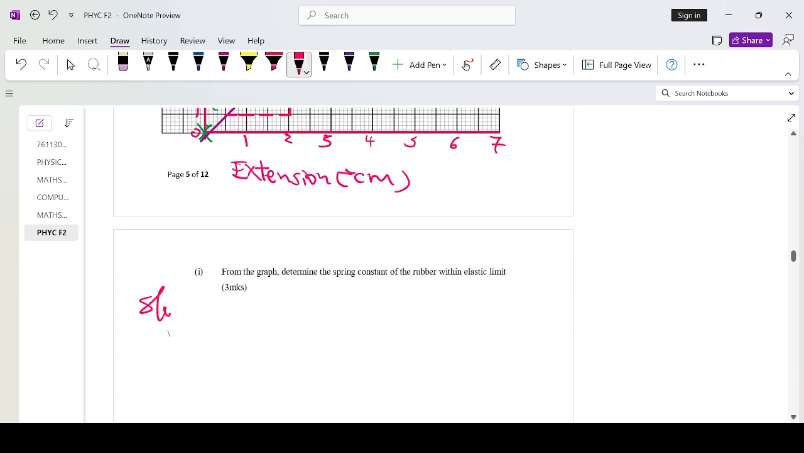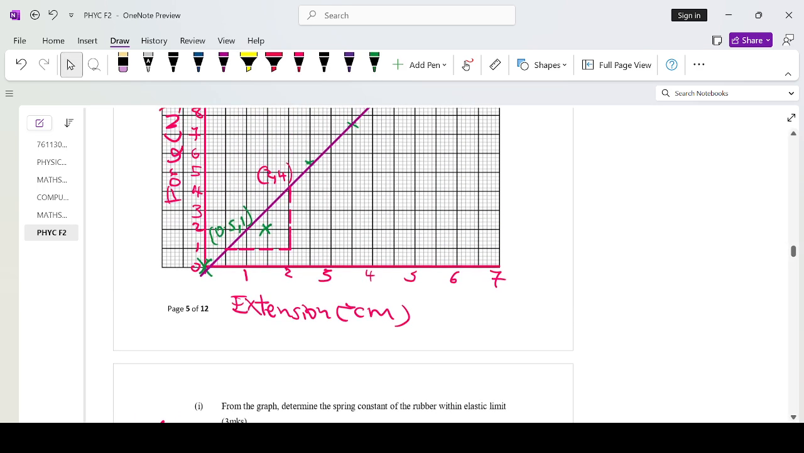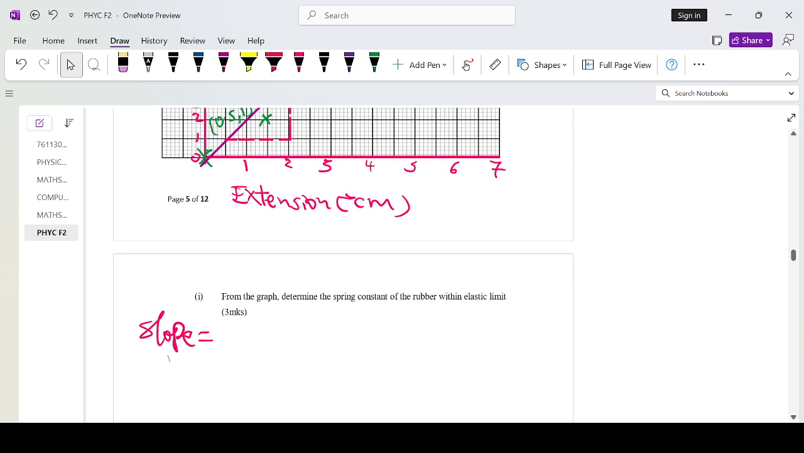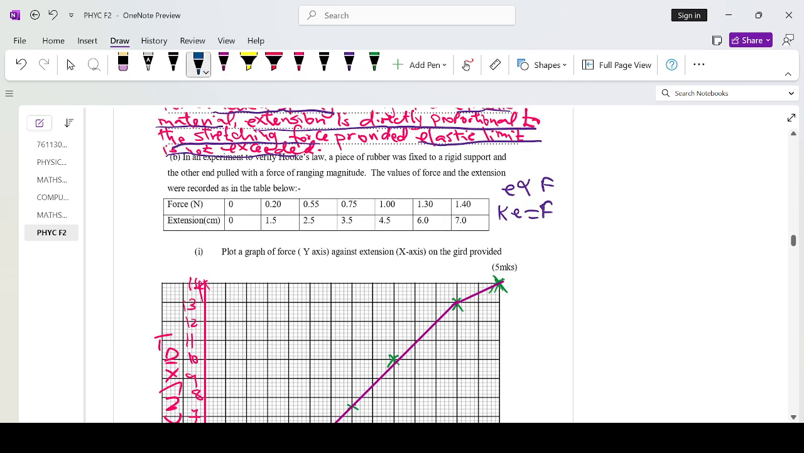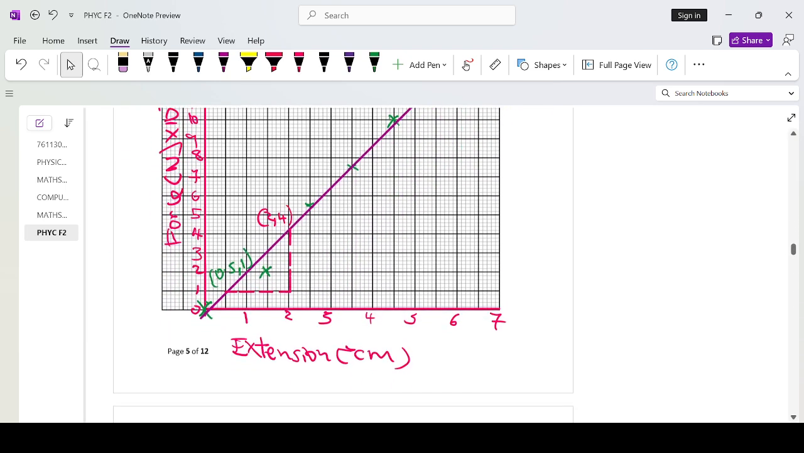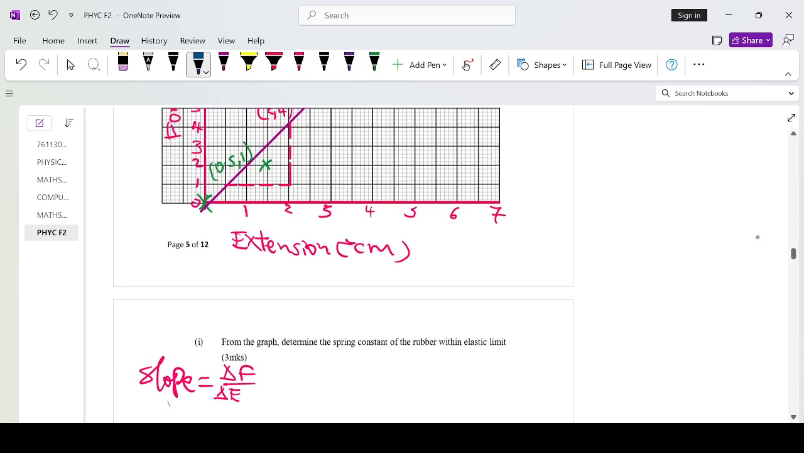Slope, in math we call it gradient, in physics we talk of it as slope, is change in y, which is change in force, over change in x, which is change in extension. With this formula that I wrote here, F is equal to kE. If F is equal to kE, then k is equal to F over E. Remember, k is your spring constant, so F over E, the one we are calculating here, will give us the spring constant.